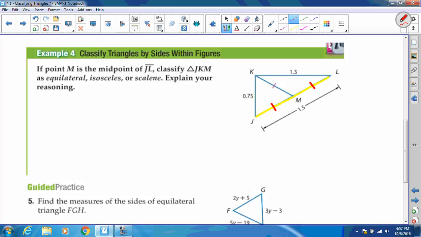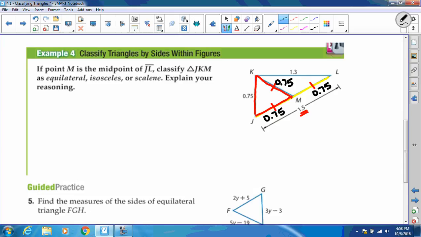So we're looking at this triangle here, triangle JKM. If you notice, KM was already marked. So in this picture, we are showing that KM and JM are marked. Now, they have told us that the length of JL is 1.5. And so if we cut 1.5 in half, we get 0.75. I'm going to put that in my picture here. That's 0.75 there, which also means this is 0.75. And this would also be 0.75.